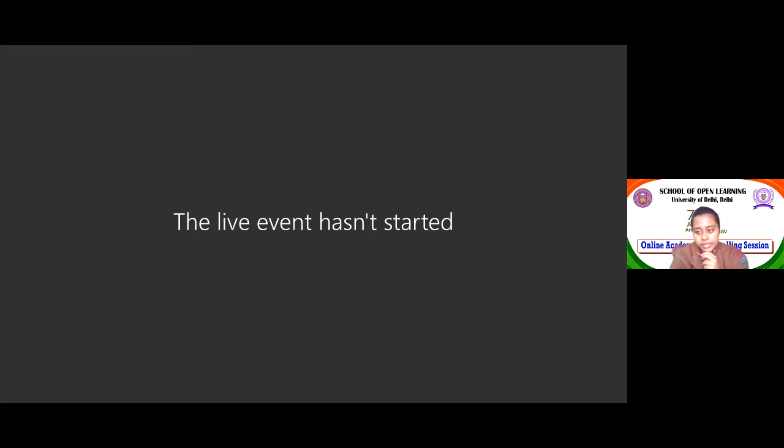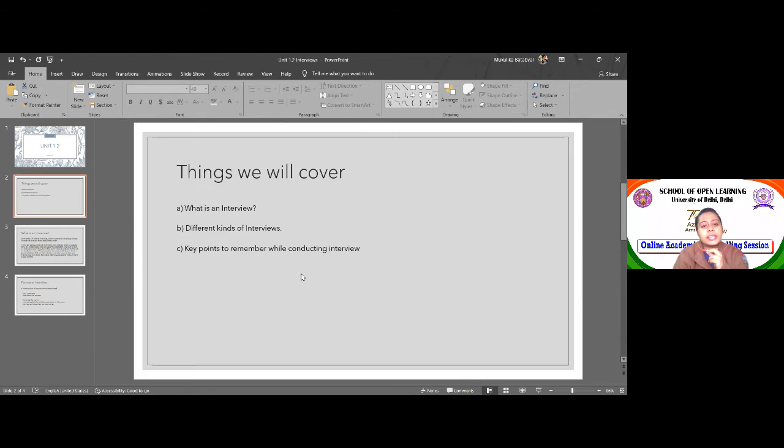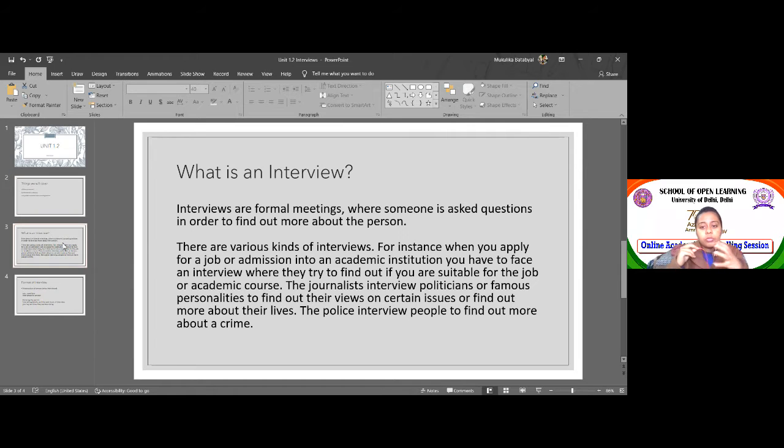Okay, so now let us begin with the PPT. So today, like I said, we'll be covering Unit 1.2, which is interviews. The things we will discuss are what an interview is, the different kinds of interview, and the key points to remember while conducting an interview. So let us begin first with what an interview is.